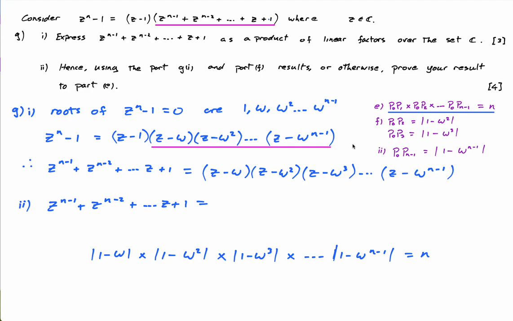How can we do that? Well, can we see a connection between this and this? Well, yeah, this is 1 minus omega, 1 minus omega squared, 1 minus omega cubed. This is z minus omega, z minus omega squared, z minus omega cubed, up to z minus omega to the n minus 1. So this is very similar to this.